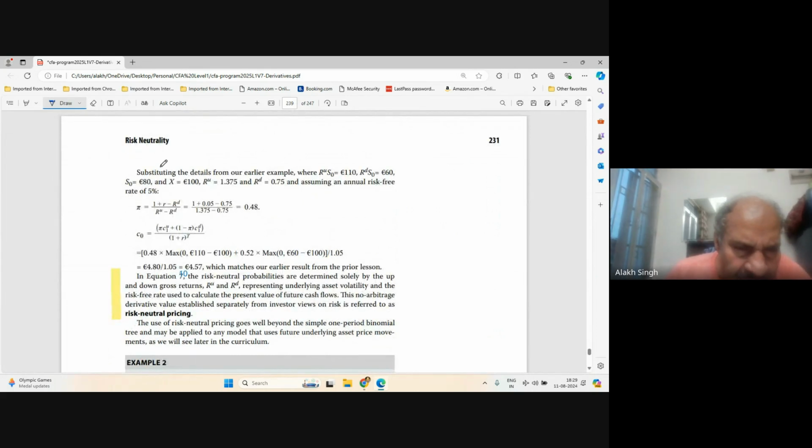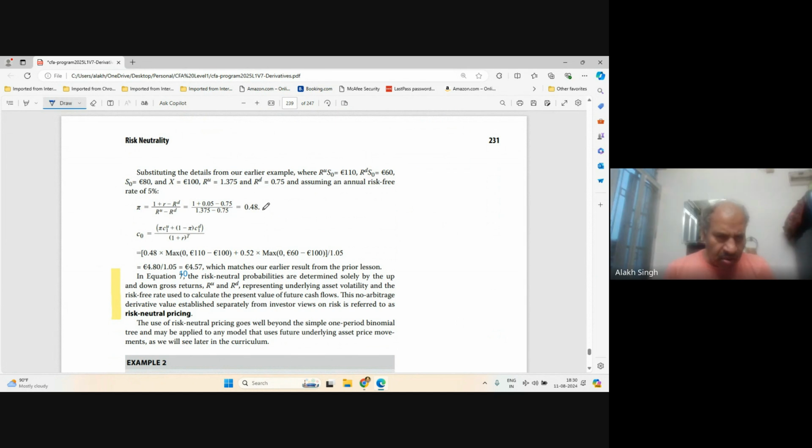Let's go down and see how easy it is. Substituting the details from our earlier example, S1U was 110, S1D was 60, S0 was 80, and X was 100. How did we get RU? 110 divided by 80, which is 1.375. And RD is 0.75. So 1 plus R minus RD is 0.75, divided by RU minus RD. The risk neutral probability is 0.48.